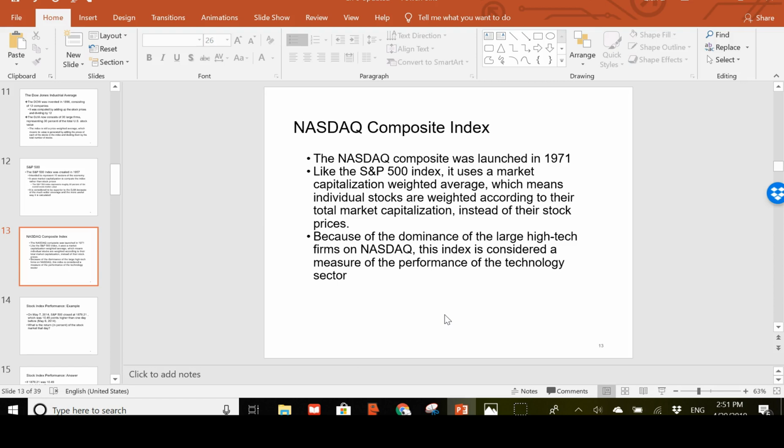If you recall, we just talked about how the Nasdaq market is considered the market for the high-tech new companies. So consistently, the Nasdaq Composite Index is considered a measure of the performance of the technology sector, or say the so-called new economy. The Nasdaq Composite Index also uses a so-called market cap weighted average, which means we don't just sum up the prices. Instead, we look at individual stocks according to the total market cap and then calculate the market cap weighted average.